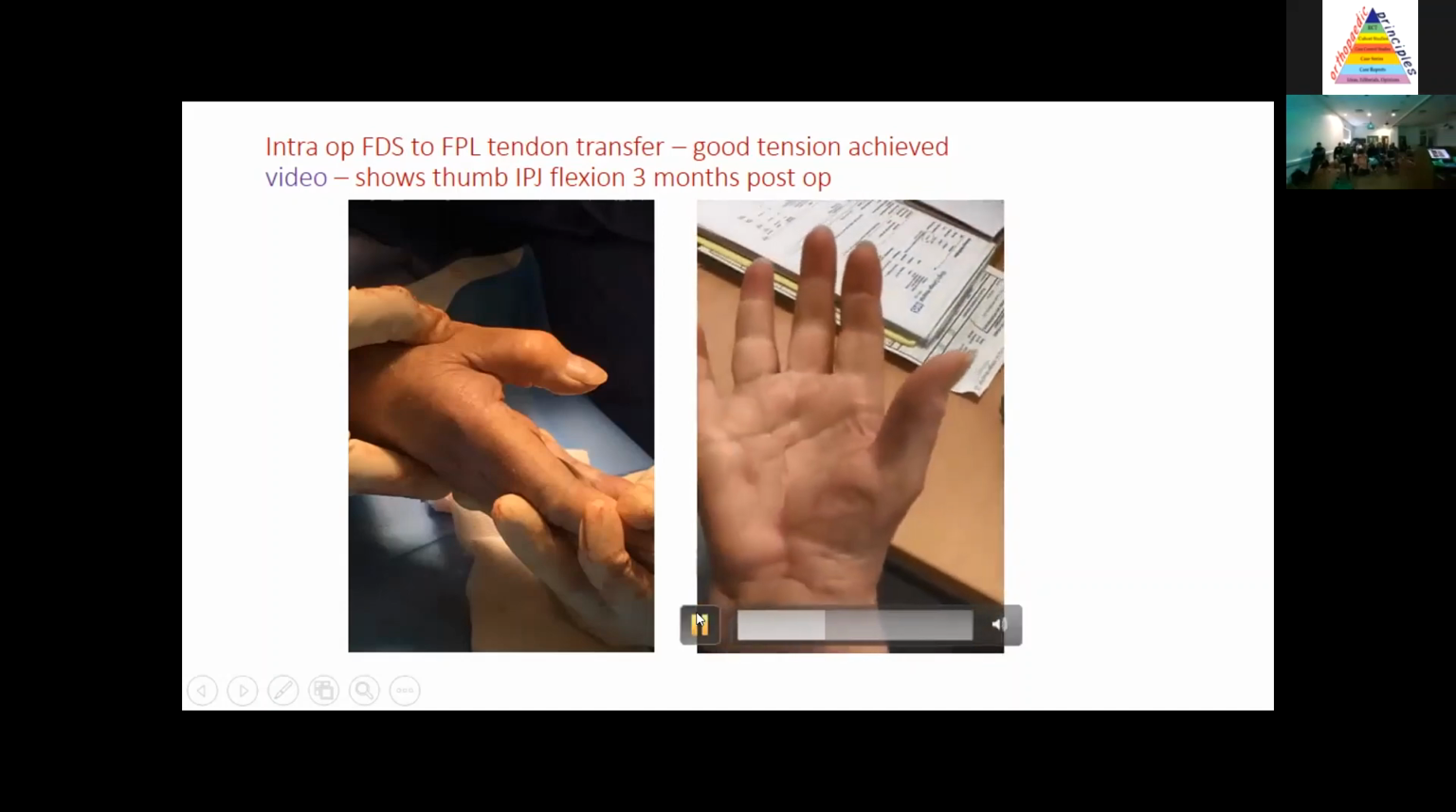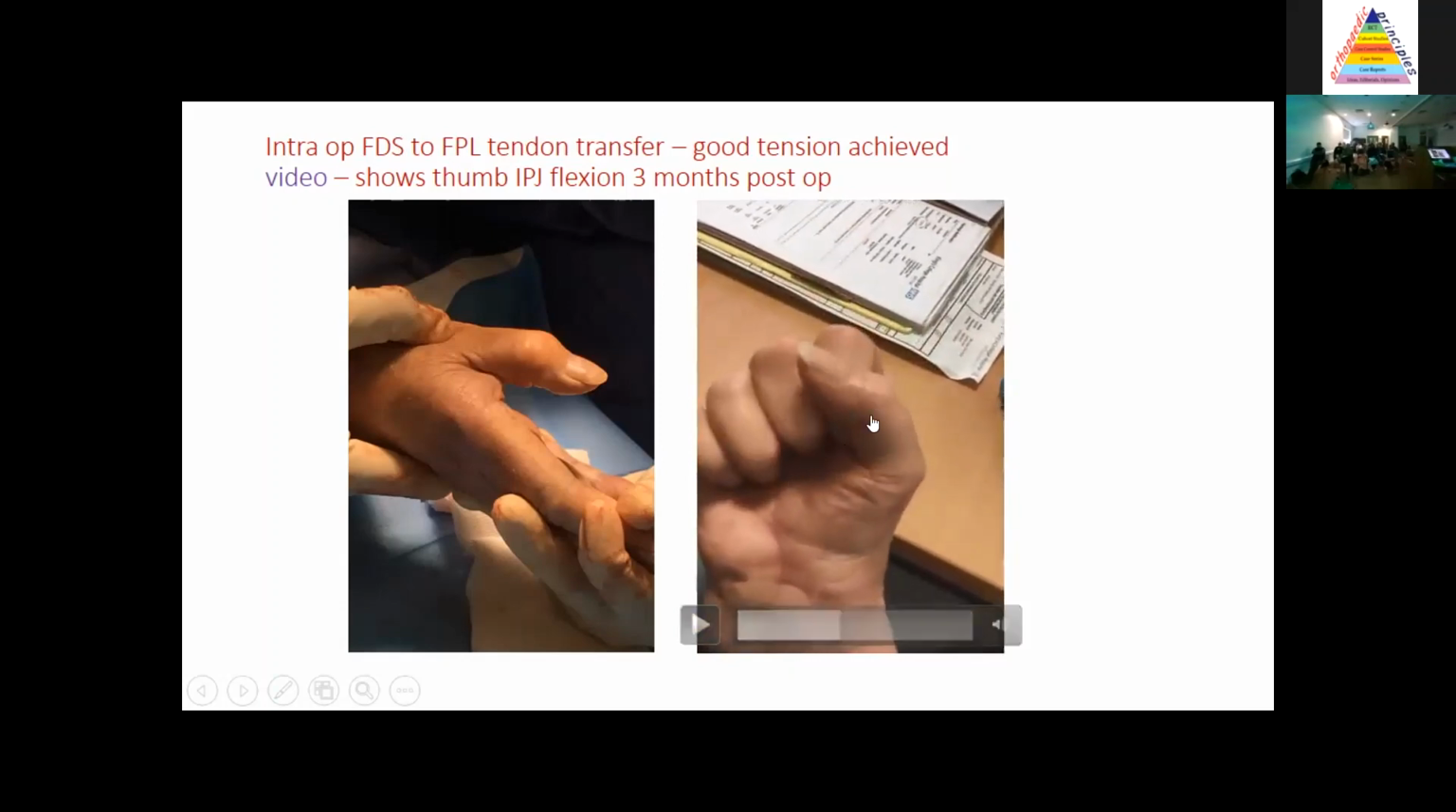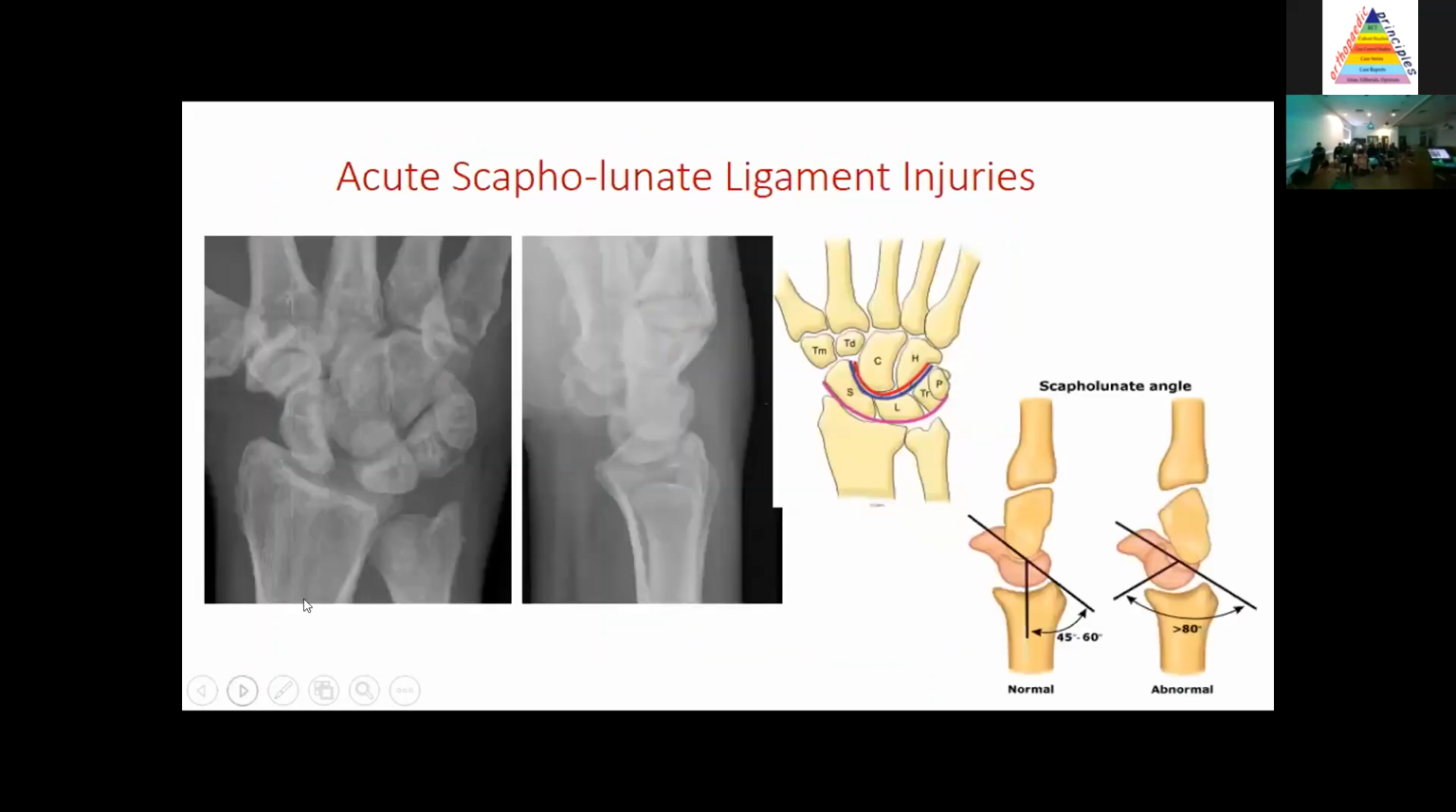So if you build in enough tension, with tendon transfers, good flexion will work well. So that's your FPL for distal radius.